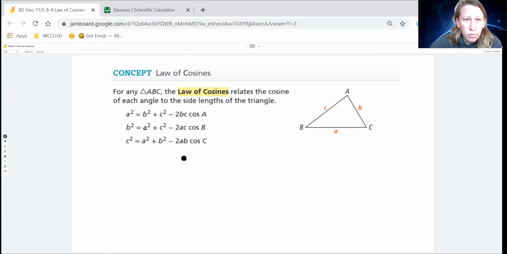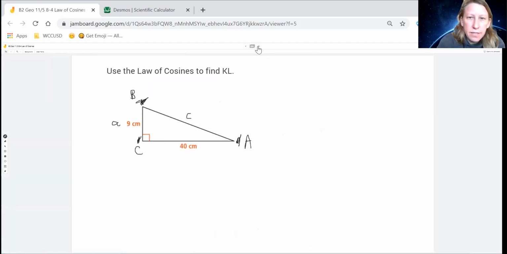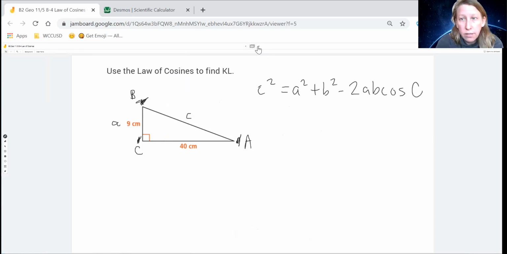Right now, I'm going to be looking for the C side. So this time I'm going to try to write it out. C squared is going to equal A squared plus B squared minus 2AB times the cosine of C. That's the formula. Okay, so we're going to do C squared, we don't know, is A squared, that's 9. I'm going to substitute it in.